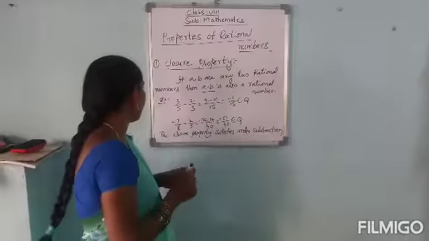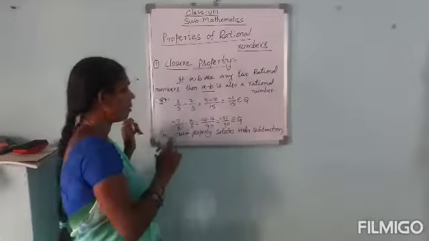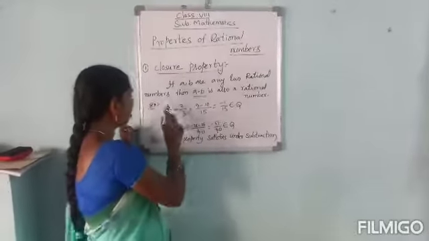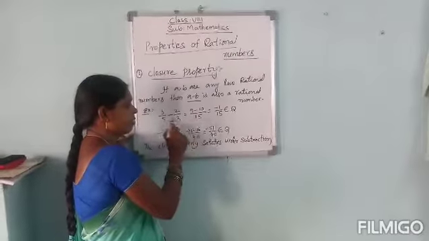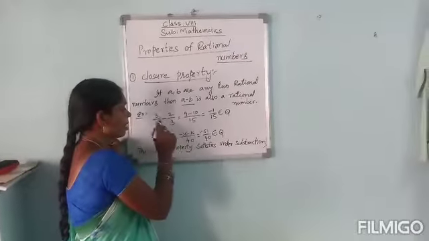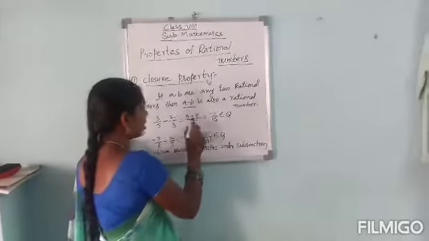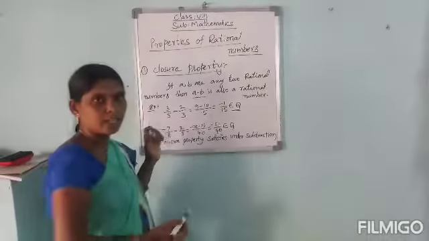Let us take one example: 3 by 5 minus 2 by 3. I am taking the operation minus here. So 3 by 5 minus 2 by 3. The denominator is 5 times 3, which is 15. Next, cross multiplication: 3 times 3 is 9, 5 times 2 is 10. So 9 minus 10 is minus 1. Minus 1 by 15 is also a rational number.